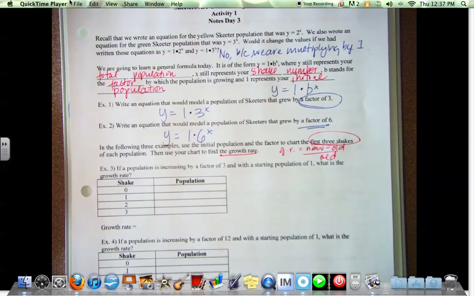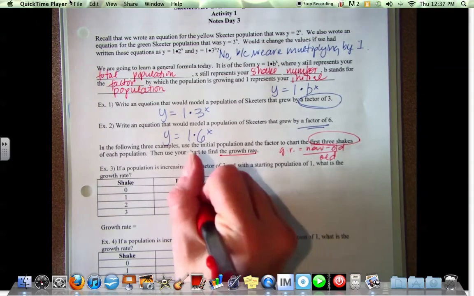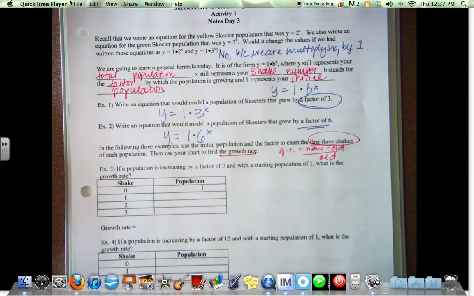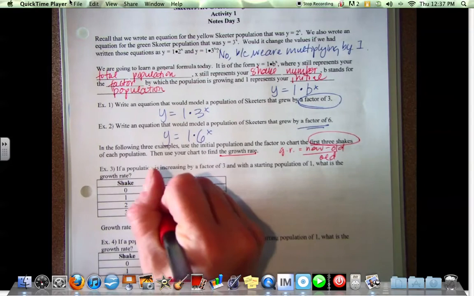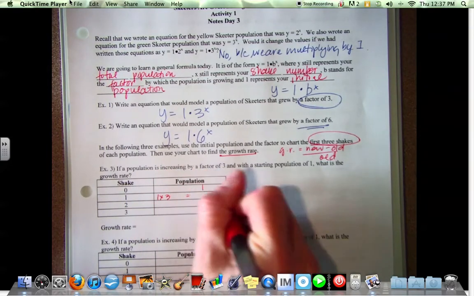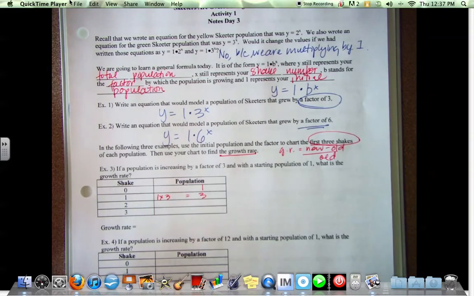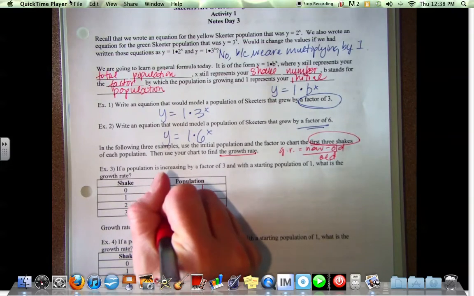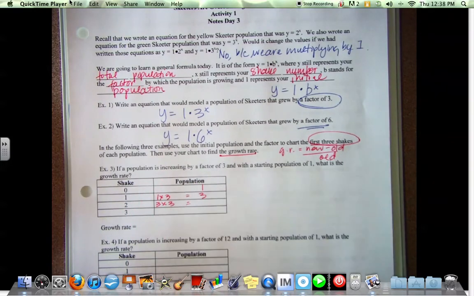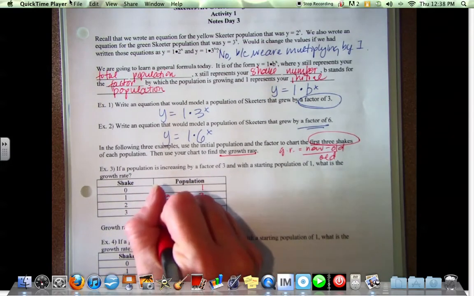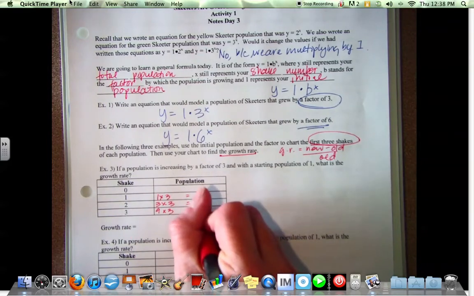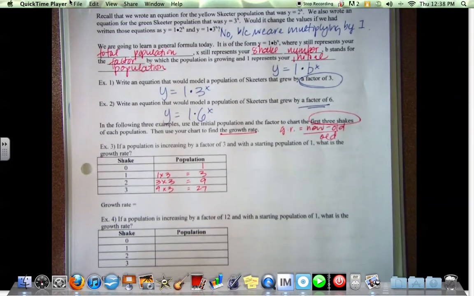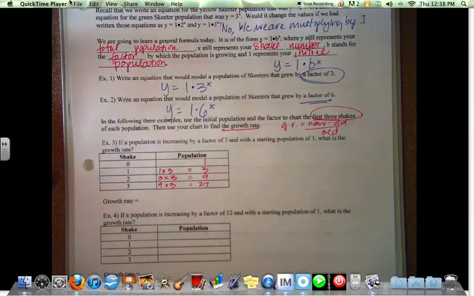So if a population is increasing by a factor of 3 with a starting population of 1, what is the growth rate? At shake 0, how many do we have? 1. And it's increasing by a factor of 3. So what are we doing with that 3? Multiplying. So 1 times 3 gives us 3. Then our previous population is 3. Multiply it by a factor of 3, which gives us 9. And 9 times 3 gives us 27. All right, we have completed the chart.